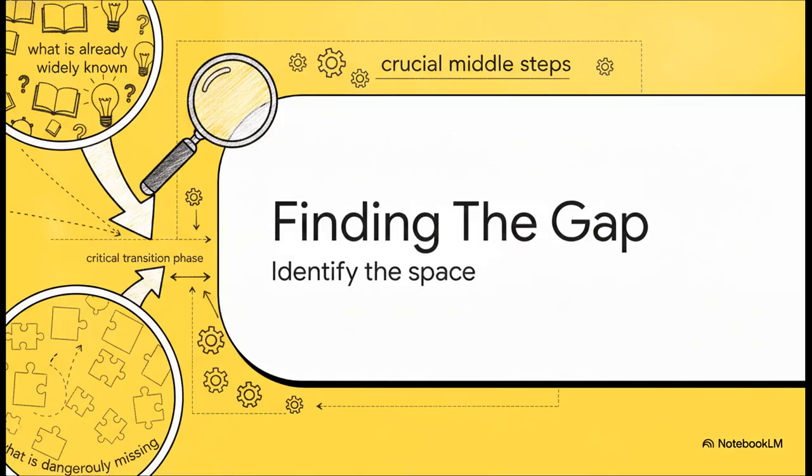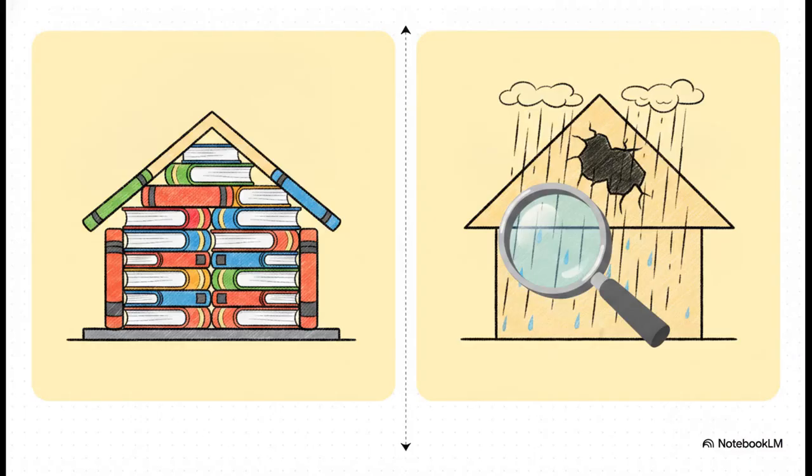That brings us to the crucial middle steps in Section 3, finding the research gap. This right here is where the magic really happens. It's that critical transition phase where we pivot from what is already widely known in the academic community to what is dangerously missing. Notice how this brilliantly illustrates that you absolutely must show the existing reviewed studies before you can reveal their deficiencies. Think of it like building a house just to point out to everyone that the roof is leaking. You have to prove to your reader that you've done the homework.